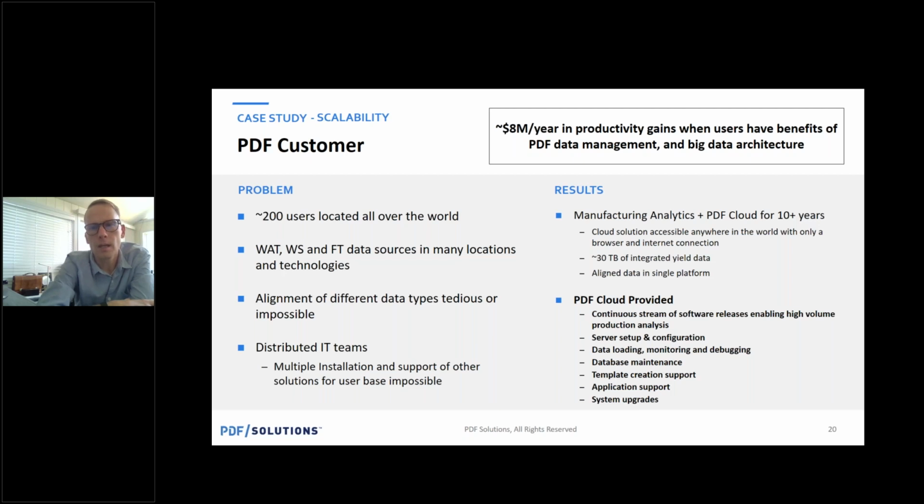So bottom line, this customer was able to save more than just the IT hardware cost savings, but $8 million a year in productivity gains as a result of these hundreds of users having access to this end-to-end analytics, centrally managed by PDF.